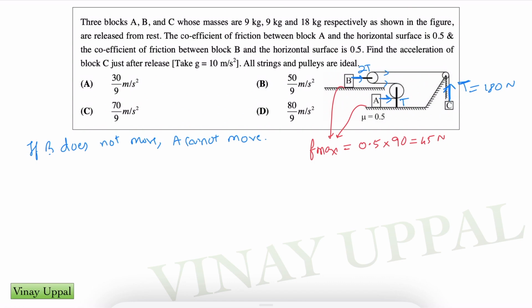So of course this situation is not possible. So what are the other possible situations? Another possible situation is that B moves and A does not. And the last possible situation is that all three are moving. So first let's check this situation.